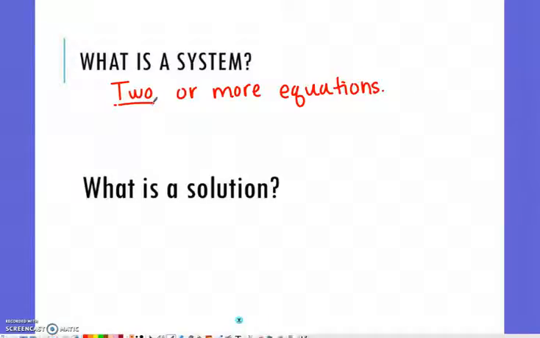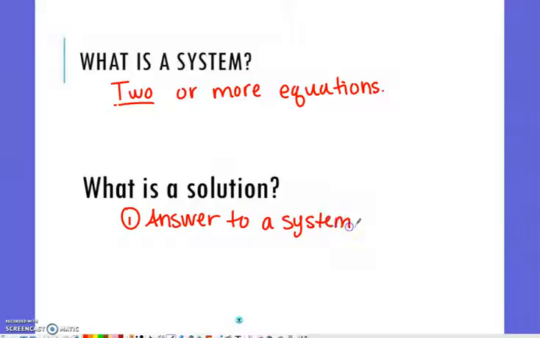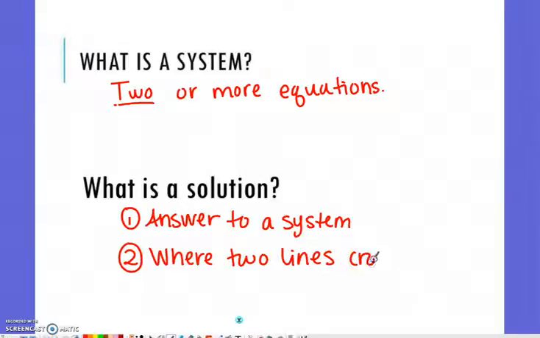Okay, what is a solution? It is an answer to a system. But for today also, a solution is where 2 lines, because there's 2 equations, so you're going to have 2 lines, and it's where those 2 lines cross, or where the 2 lines intersect. Basically where they meet. So a solution is an answer to a system, or where the 2 lines cross. So we're going to go super simple and kind of back up from there.